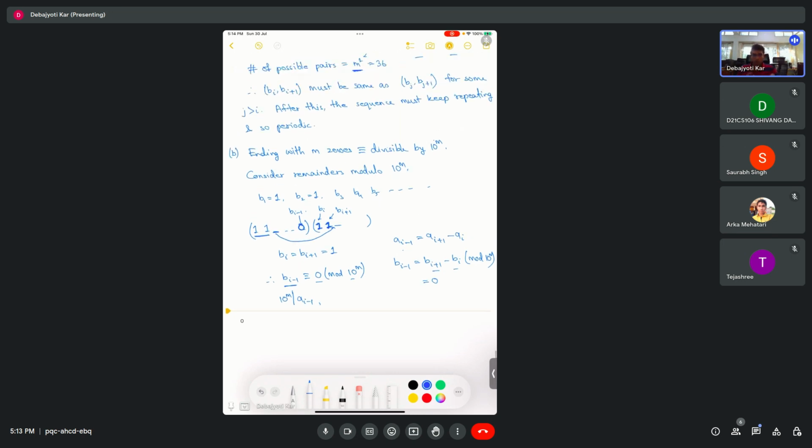So what fact did we use here? That the sequence is repetitive, it must be periodic. Since the first two terms are 1, 1, after some point there must also be two consecutive ones. And once there are two consecutive ones, the preceding term must be 0, which means that the corresponding term in the Fibonacci sequence must be divisible by 10 to the power m. That is the solution.